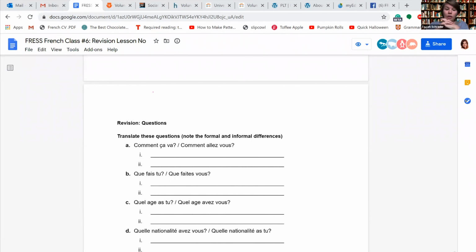Then you have quel âge as-tu? Quel âge avez-vous? So again, what age are you, or what age do you have? Quelle nationalité avez-vous? Quelle nationalité as-tu? Okay. Again, differences in formal and informal. And then tu viens d'où? Or vous venez d'où? Where do you come from? You come from where? Okay.